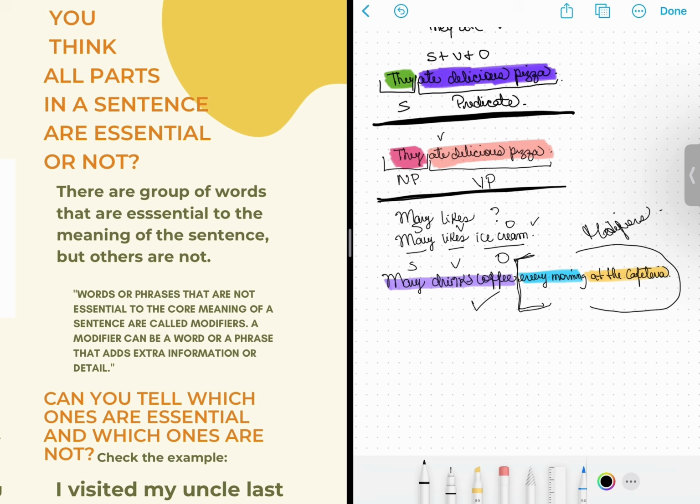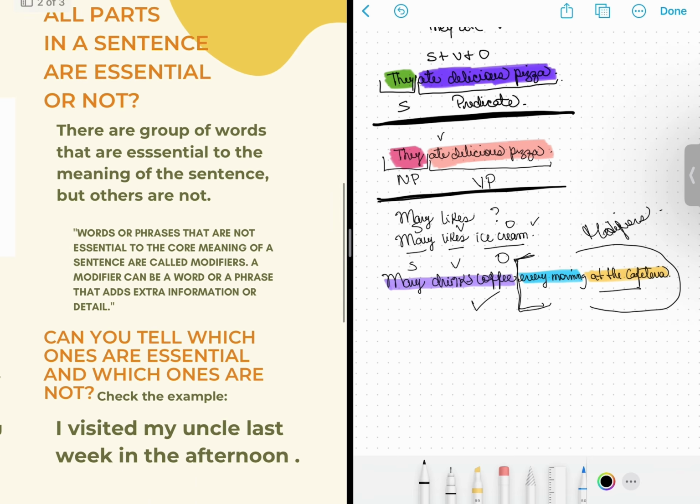Let's see if I could use an adverb here. Mary drinks coffee. Let's see, I'm going to add an adverb, carefully. Then it is just one word, right? So that is why it says a modifier can be a word or can be a phrase, as the cafeteria. At the cafeteria, we have a preposition, we have a determiner that is an article, and we have a noun at the head. You see? So be careful on this.